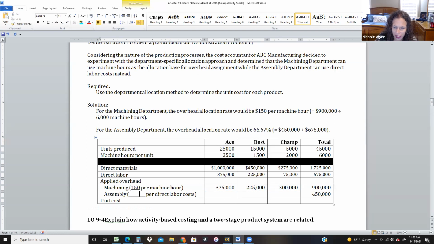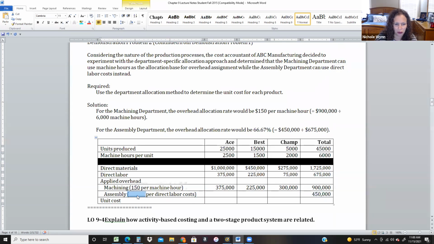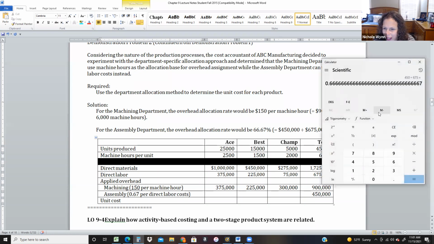As far as direct labor costs, if I take this 450 and divide it over direct labor costs, I'll do 450 over 675. And I get 2/3, or 0.67. Basically, I need to keep that number in my calculator if I don't want to worry about rounding concerns. So I can hit memory plus right there so that it's stored. I don't know that it actually works, but we'll see.